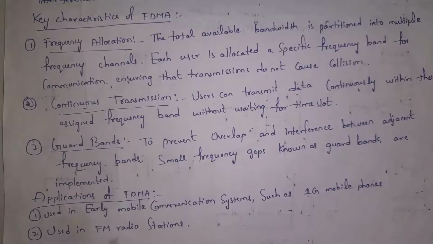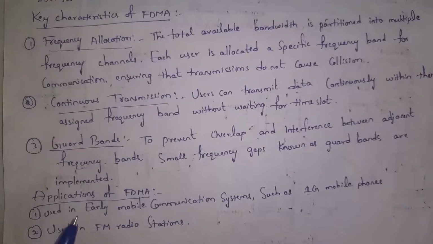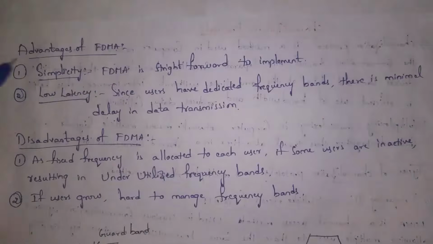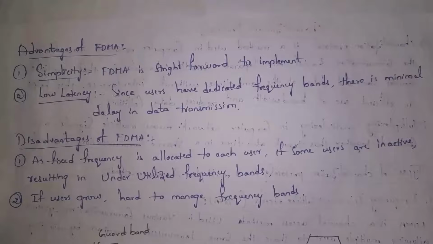And these are applications. We used FDMA in 1G mobile communications. And we also used FDMA in FM radio stations. These are advantages. First one is simplicity. FDMA is easy to implement. And next one is low latency. As each user has separate frequency band, data can be transferred without waiting for time slot. So there will not be any latent data transfer.